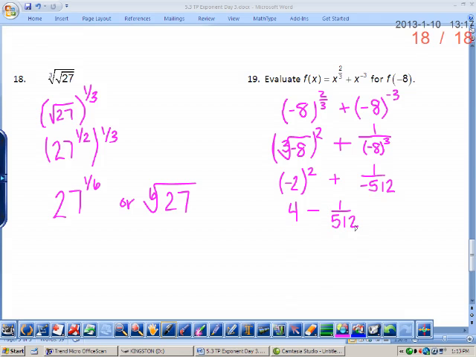Now we would need to get a common denominator, and for a situation like that, you would have a calculator for the computation. So I'll go ahead and tell you that if you get 512 as your common denominator, you're going to get 2048 over 512 minus 1 over 512, which would give us 2047 over 512.